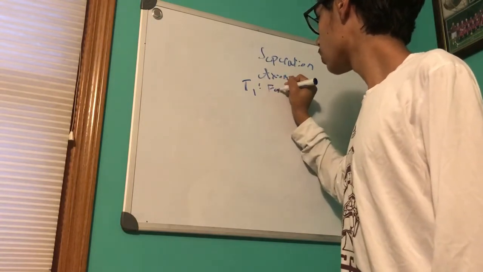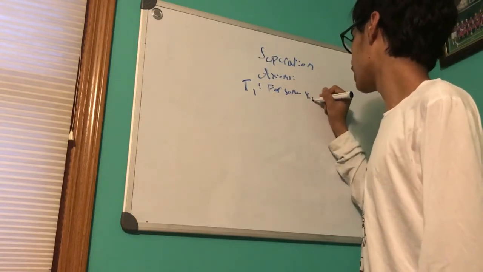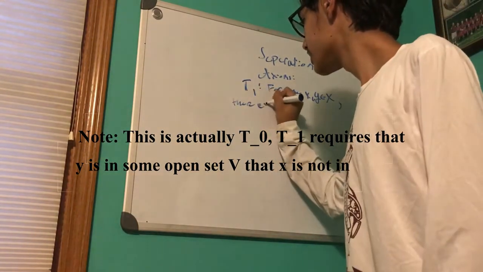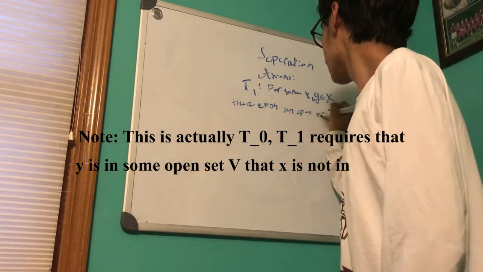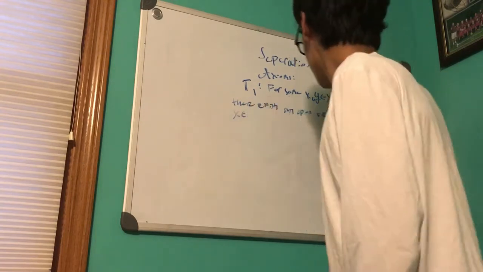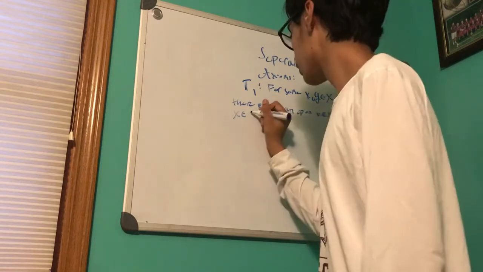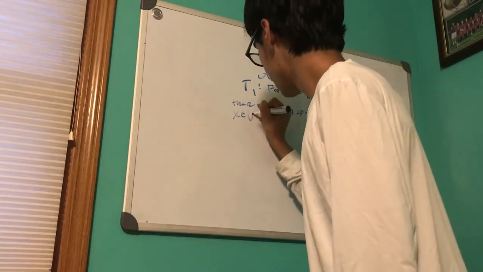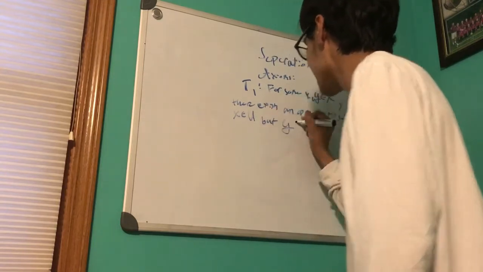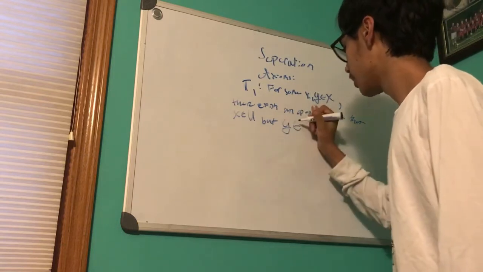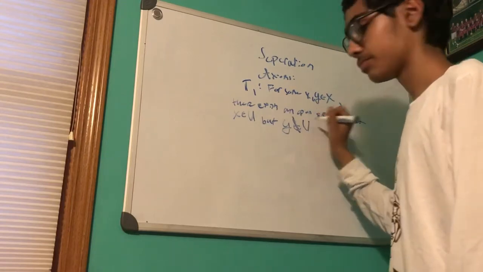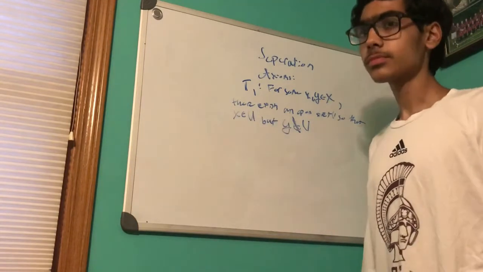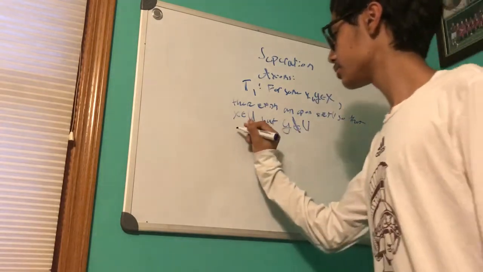we say for some x and y within some topological space X, there exists an open set U so that X is within this open set U, but Y is not within U. So in other words, you can pretty much make out what it's supposed to mean. That's T1, right?